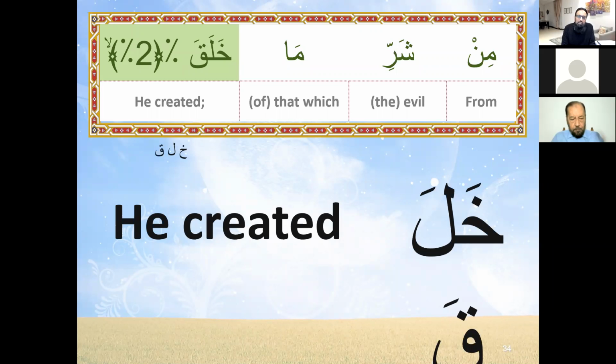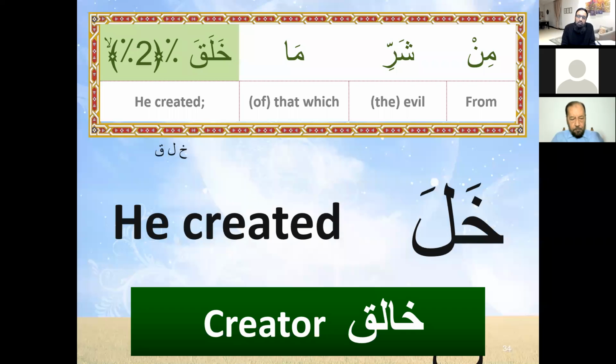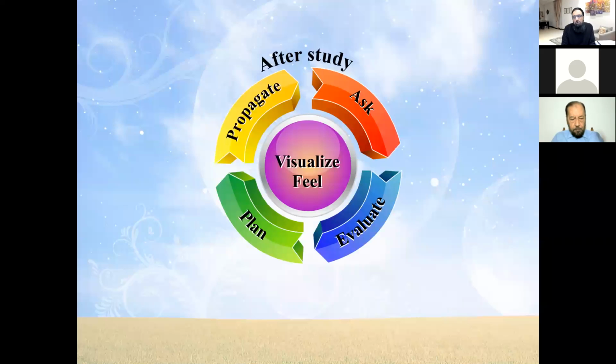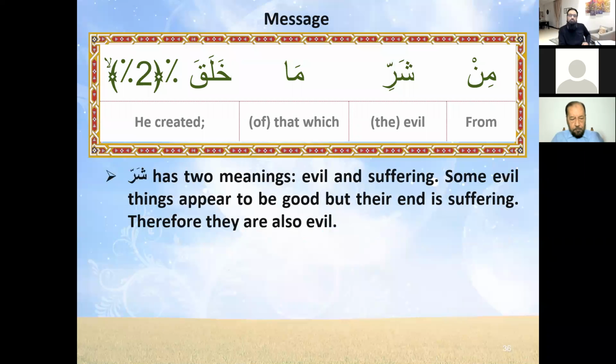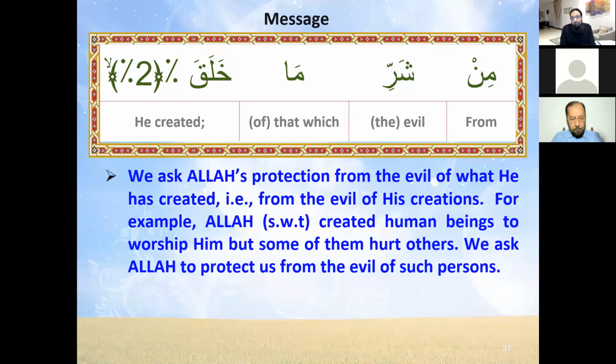So this is the second verse. And Khaliq is Allah subhanahu wa ta'ala. He is our creator. Nobody else has created us. Allah subhanahu wa ta'ala has created everything. So shar has two meanings, evil and suffering. Some evil things appear to be good, but in the end they cause us suffering. Therefore, that's also evil. So we ask Allah subhanahu wa ta'ala's protection from the evil of what he has created, from the evil of all his creations.